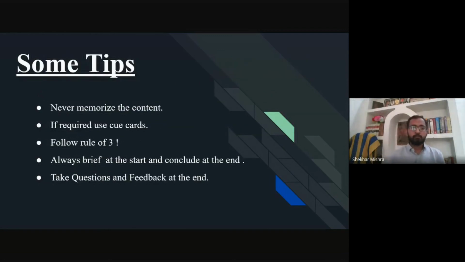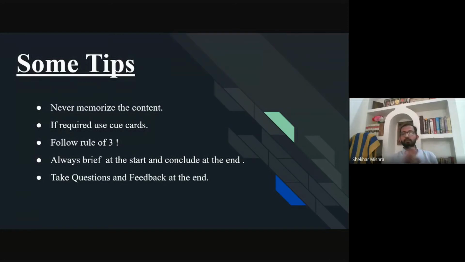At last, I have some tips on how to memorize the content and how to present it. Never memorize the content. Always fix an outline in your mind. If required, like if you're forgetting which topic to speak on at the start and which in the middle, then make cue cards and write the main points you have to speak on there.